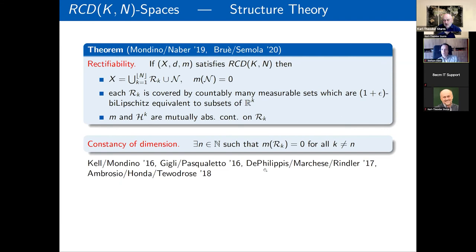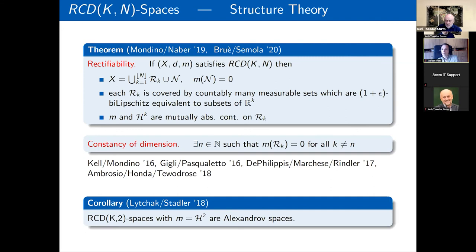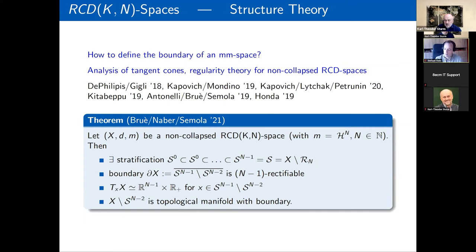An interesting result or consequence by Lytchak and Stadler confirms the conjecture that a two-dimensional metric measure space should be an Alexandrov space. And finally, Brue and Semola could provide deeper insights on the boundary. It was not clear for quite some years what is a good definition of boundary. They provided now a very powerful definition of boundary and proved the rectifiability of the boundary in terms of (n-1)-dimensional Euclidean space.